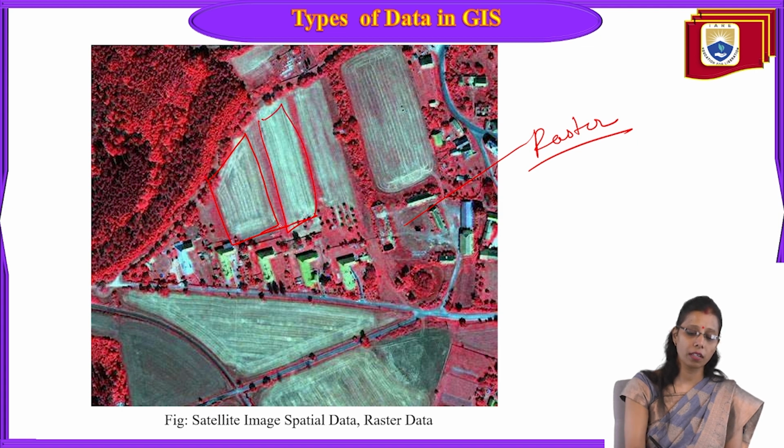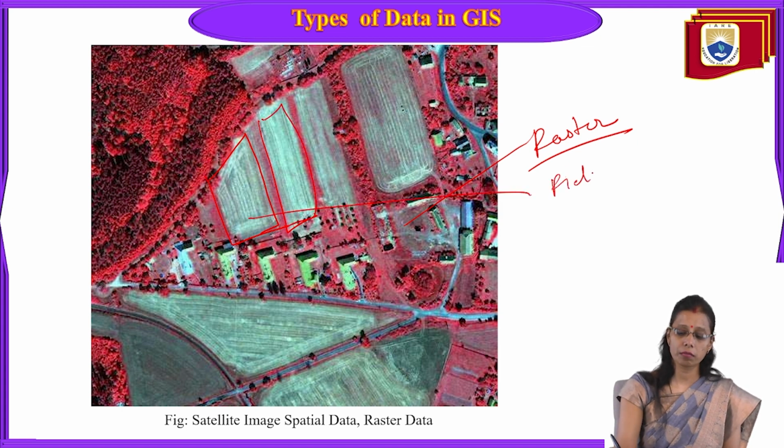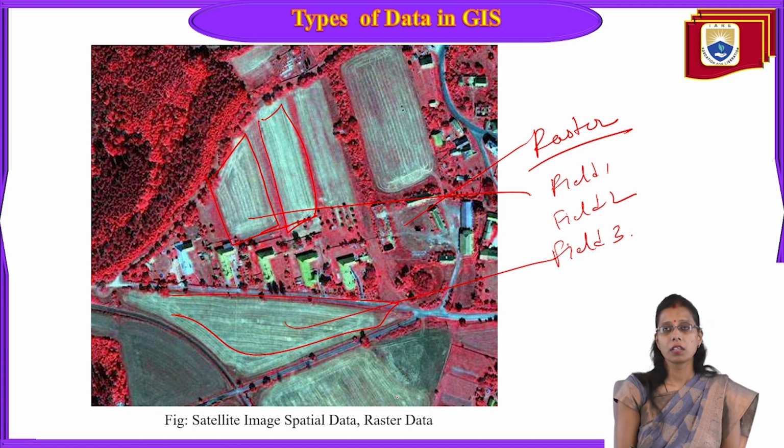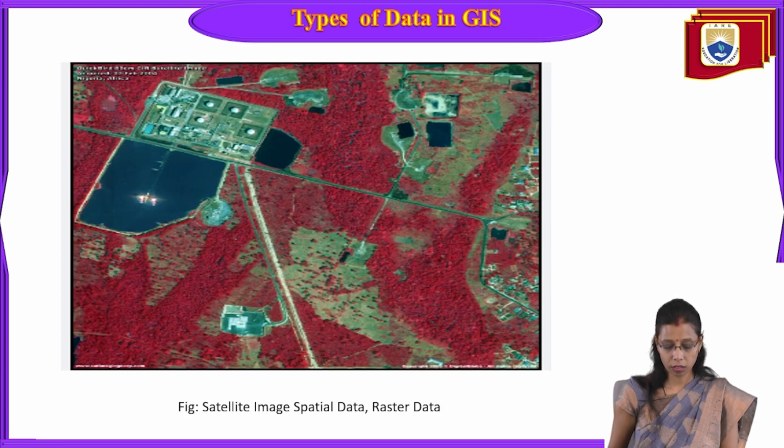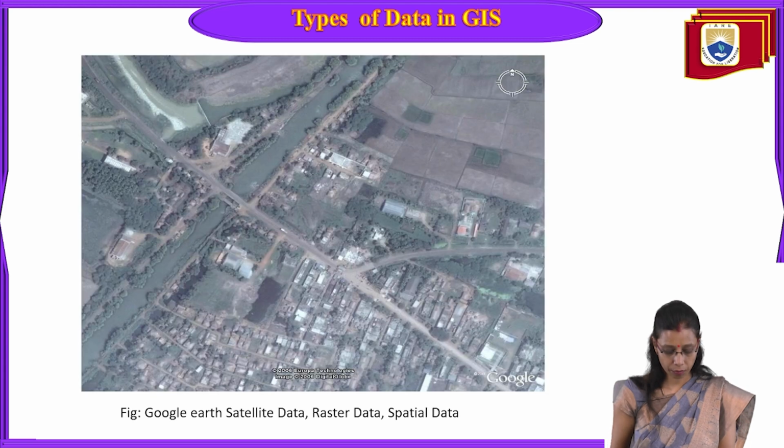I can draw this field and I can mention here field 1, field 2, field 3. Like this I can mention. Okay. So this is called as spatial and non-spatial. Raster and vector both are the spatial data. Raster and vector both are the spatial data. And once you assign the information to the spatial, it is called as non-spatial data. This is some more information, same the way we can just do with this data also.